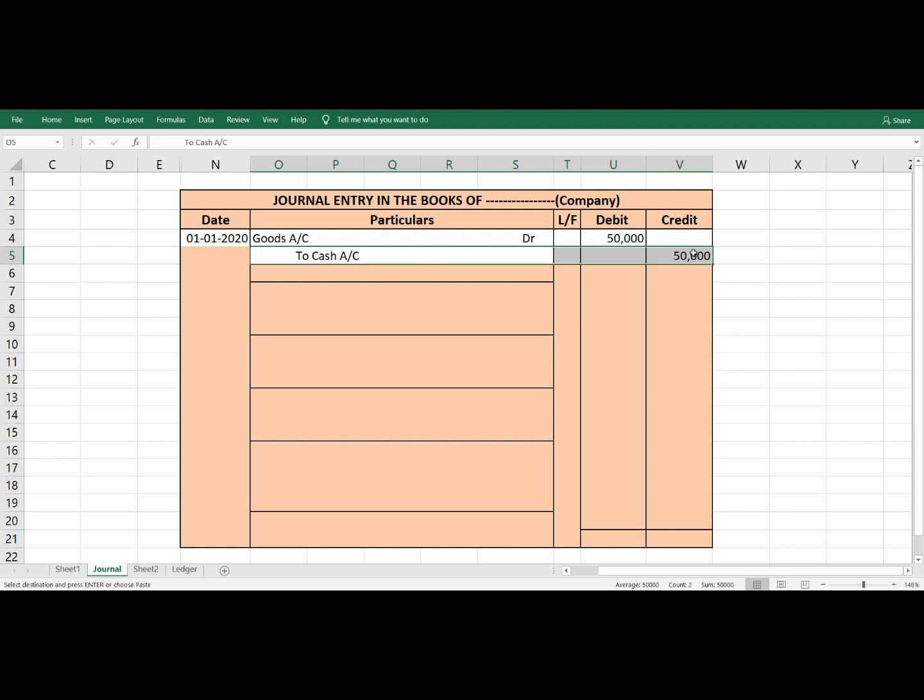Now, for every transaction, you are going to write 'To' in the beginning of any credit entry. So it's cash account, so it will be 'To cash account'. After that, we will also write the narration. The narration for this entry is 'being goods purchased'. Narration is something that will make you remember what your entry was. When you know that goods are coming into the business, what were the goods bought for? They were purchased. So, being goods purchased.